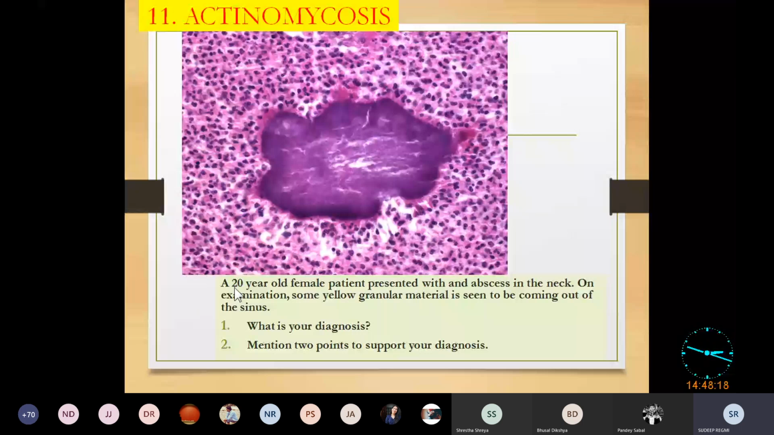So in this actinomycosis, a 20-year female patient presented with an abscess. The most common presentation of actinomycosis is abscess. On examination, some yellow granular material is seen coming out from the sinus. What is the diagnosis? Mention 2 points to support a diagnosis. So this we have already discussed.